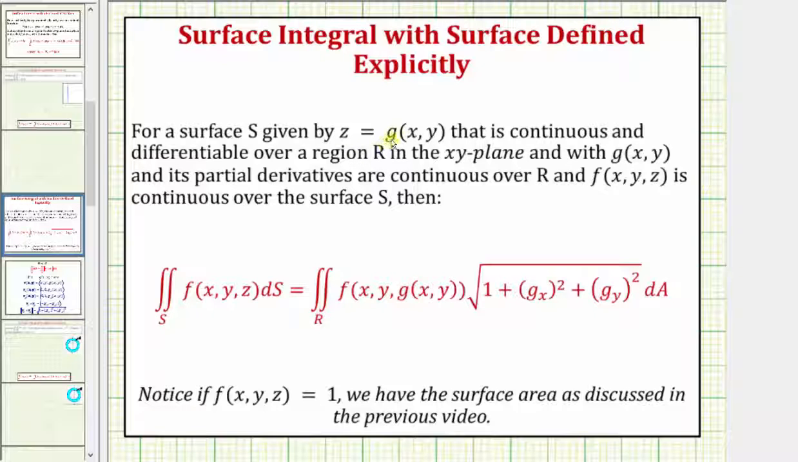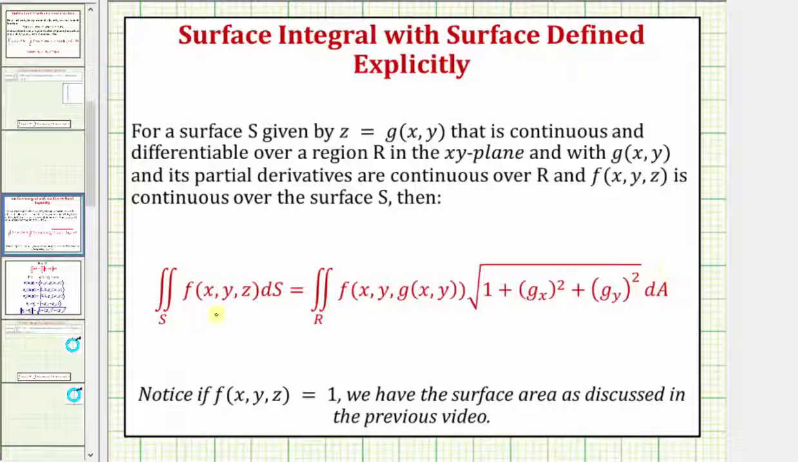For a surface S given by z equals g of x comma y that is continuous and differentiable over a region R in the xy plane, so the region R is the projection of S onto the xy plane, and g of x comma y and its partial derivatives are continuous over the region R, and f of x comma y comma z is continuous over the surface S, then the double integral over the surface S of f of x comma y comma z with respect to S equals the double integral over the region R, where remember the region R is in the xy plane, of f of x comma y comma g of x comma y times the square root of the quantity 1 plus the partial derivative of g with respect to x squared plus the partial derivative of g with respect to y squared, differential A.